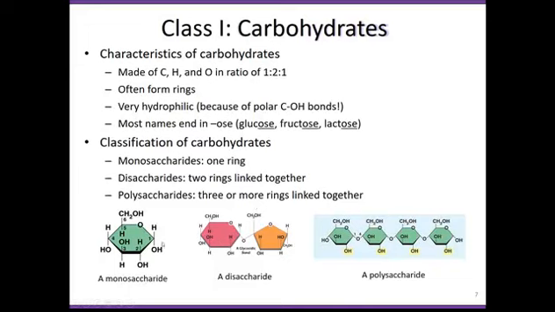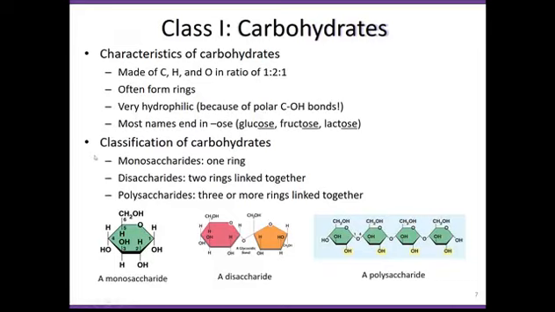Disaccharide means 2 monosaccharides linked together. And how they're linked together is via what kind of reaction? Dehydration, right? Or condensation, whatever you want to call it. A polysaccharide is 3 or more rings linked together, and polysaccharides can get to be thousands of rings. And they're linked together in the same way using dehydration reactions.